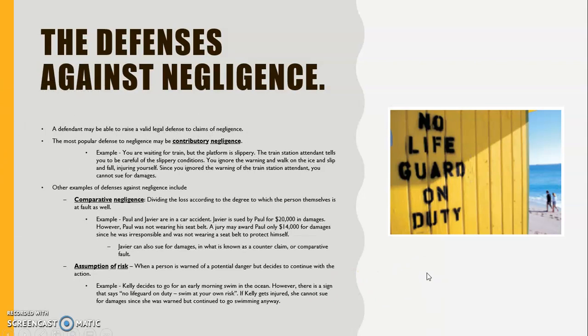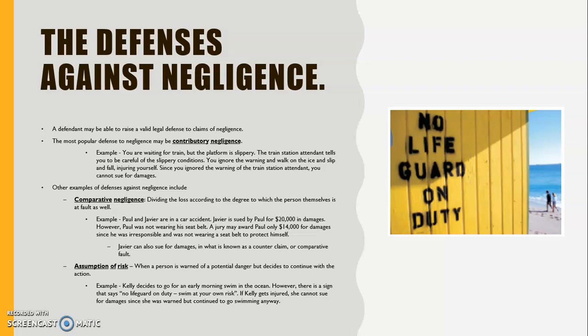Two more here. Comparative negligence. Other examples of defenses, okay? Comparative negligence. Dividing the loss to the degree to which the person themselves is at fault as well. Example, Paul and Javier in a car accident. They smash into each other, okay? Boom. Javier is sued by Paul for $20,000 in damages.